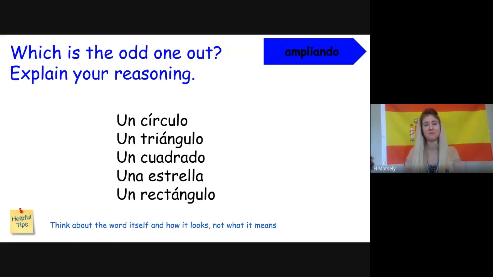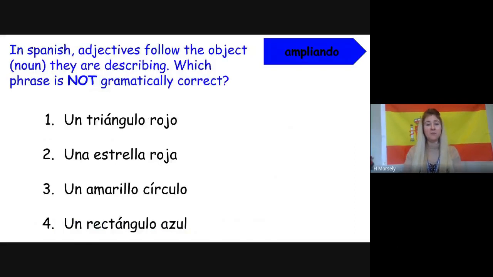Okay, so hopefully you've had a pause and a bit of time to have a think, and you should have identified una estrella as the odd one out. And the reason that una estrella is the odd one out is because it is a feminine noun. If you look, all the others start with un for the and end in the letter o. Un círculo, un triángulo, un cuadrado, and un rectángulo. Una estrella is the odd one out because it is a feminine noun. So it has una for the, and it ends in the letter A.